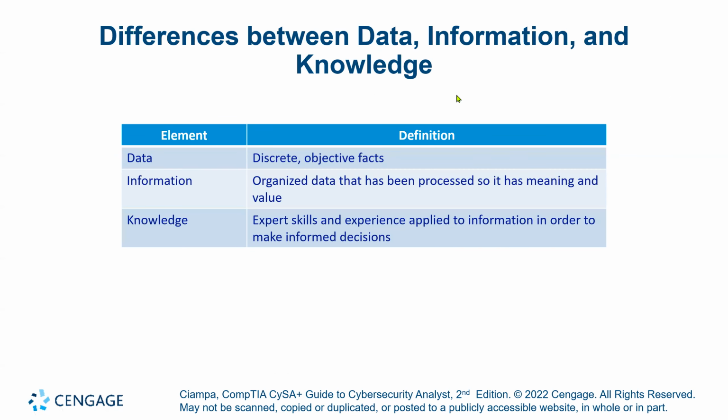Difference between data, information, and knowledge. So there's element and definition. Data is discrete, objective facts. Information is organized data that's been processed, so it has meaning and value. Knowledge is expert skills and experience applied to information in order to make informed decisions.